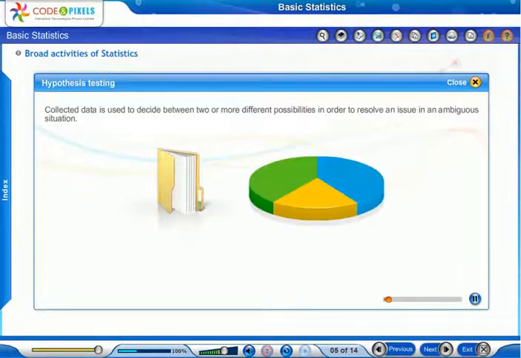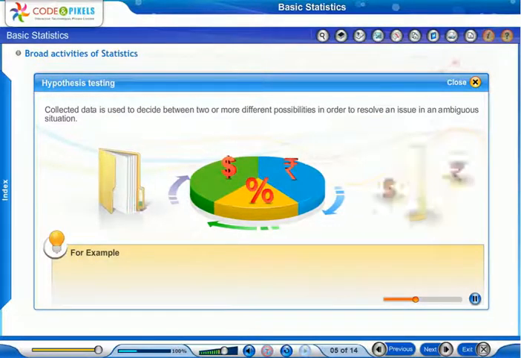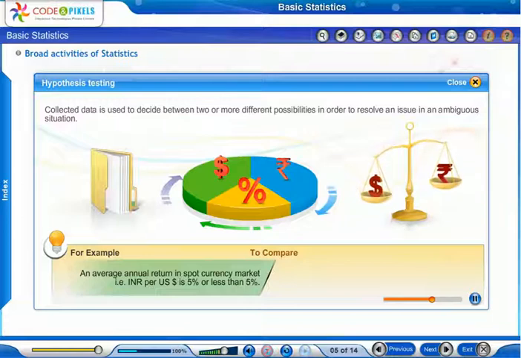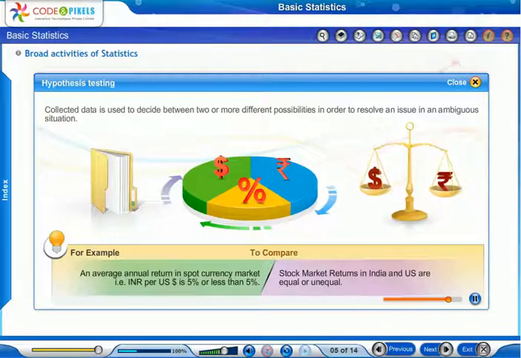Hypothesis testing is used to decide between two or more different possibilities in order to resolve an issue in an ambiguous situation. For example, to test whether the average annual return in the spot currency market, that is, INR per US dollar, is 5% or less than 5%, or whether stock market returns in India and the US are equal or unequal.